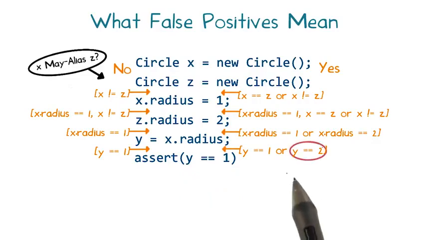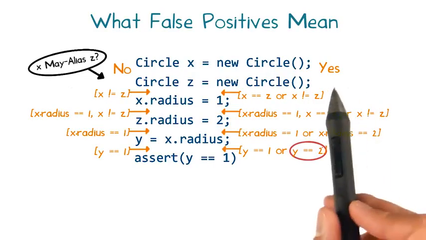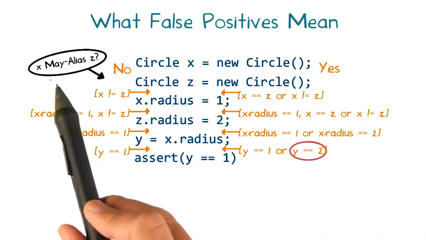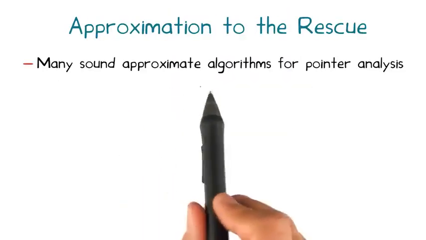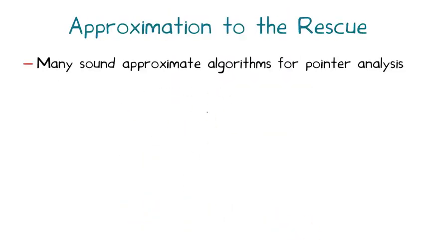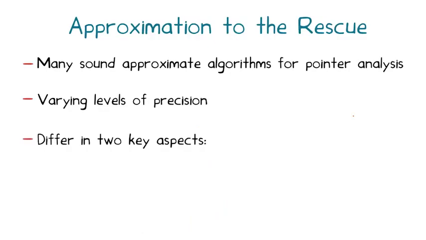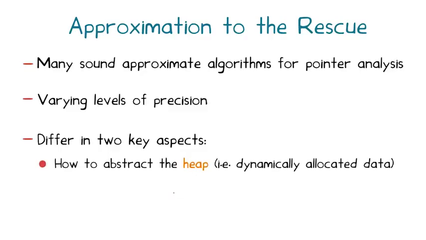The conclusion that the value of y may be 2 is a false positive whose existence can be traced back to the pointer analysis answering yes to the question x may alias z when in fact x and z are not aliases. There are many sound but approximate algorithms to the problem of pointer analysis. All these approximate algorithms generate false positives in certain circumstances, but they differ in their precision, that is, their false positive rate. The approximations that these algorithms perform differ in two key aspects: how they abstract program data, in particular dynamically allocated data, which we will call the heap, and how they abstract control flow.